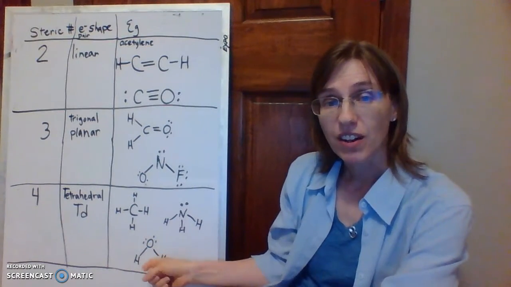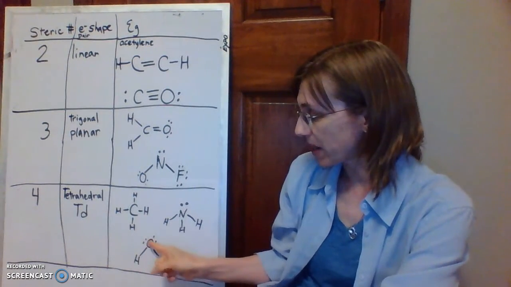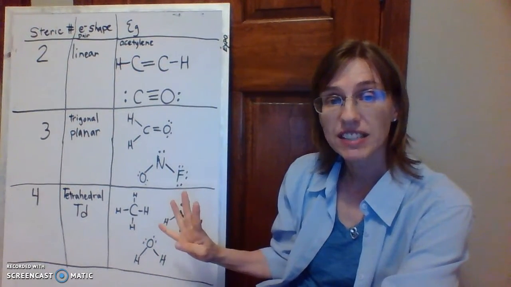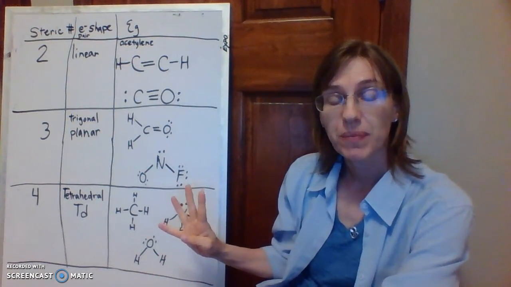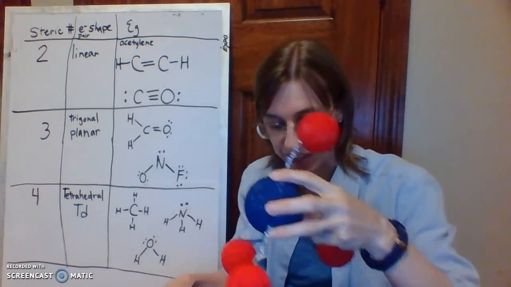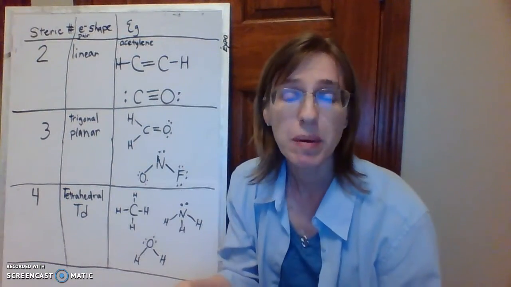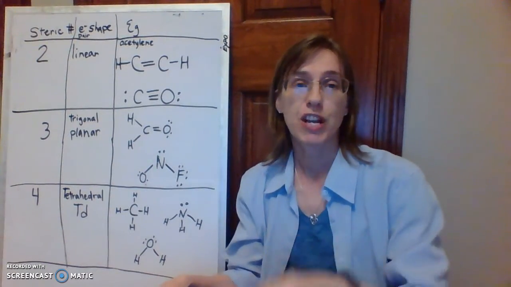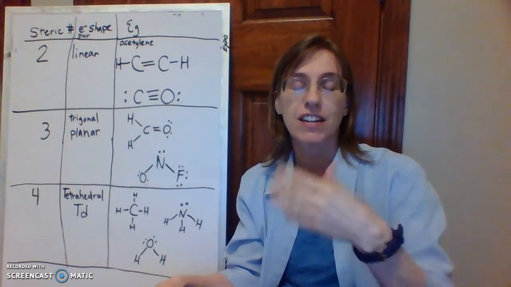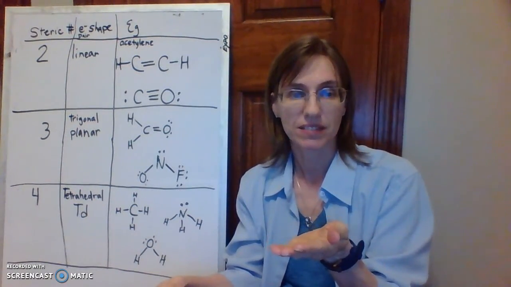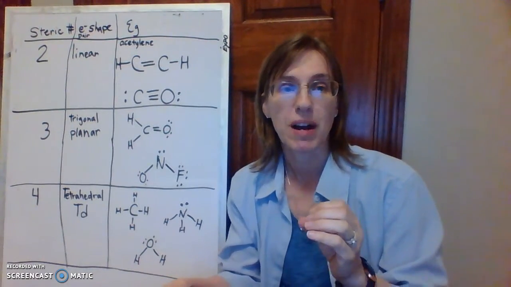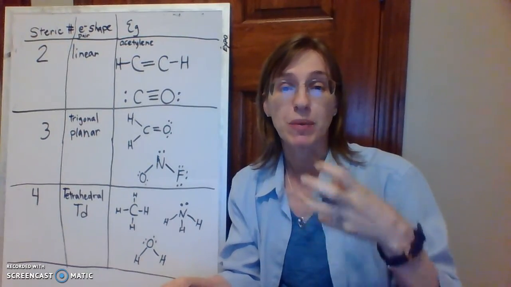Even water. Water has 2 lone pairs and 2 H's. That's a total of 4 things hanging off of that oxygen. So water is tetrahedral, and it'll take on a shape similar to this. Now remember, these are the shapes of where the electrons are. Okay? They're not the actual shape of the molecule we see. So we're going to have a video later talking about the shapes that we actually see.